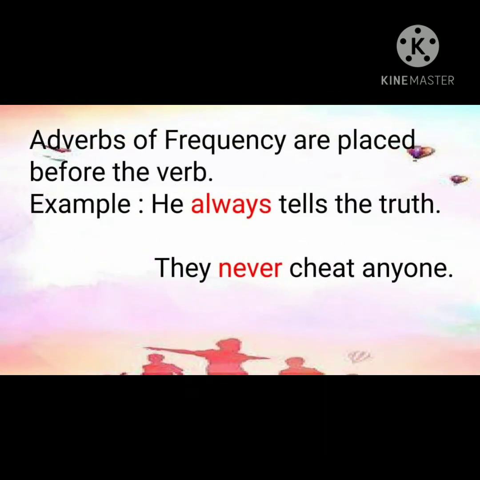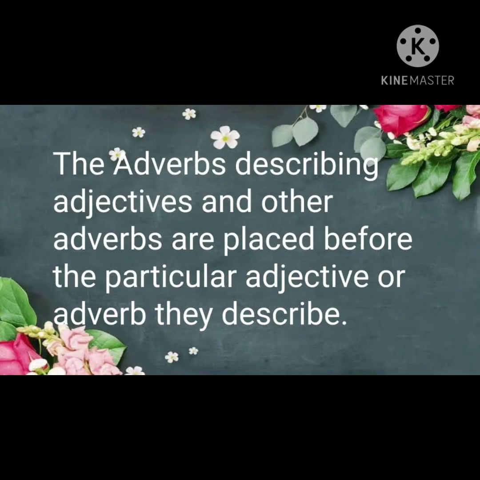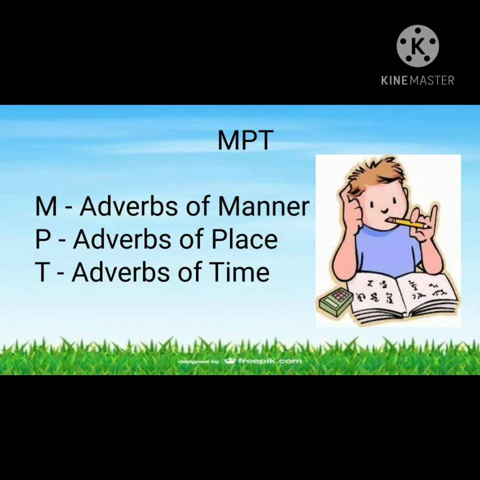Adverbs of frequency are used before the verb. For example, he always tells the truth. Adverbs of degree, which explain the adjectives and other adverbs, are placed before that particular adjective or the adverb which they are describing. For example, he writes very neatly.